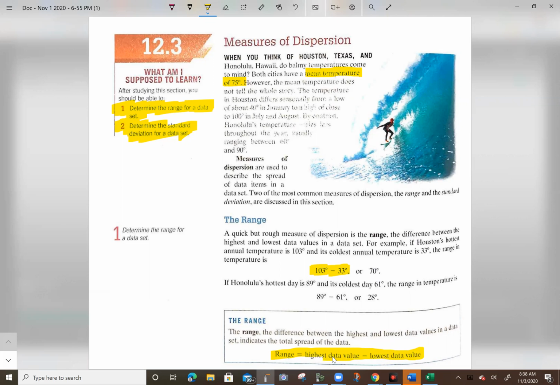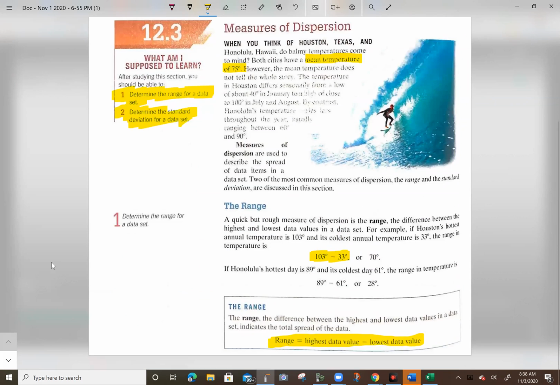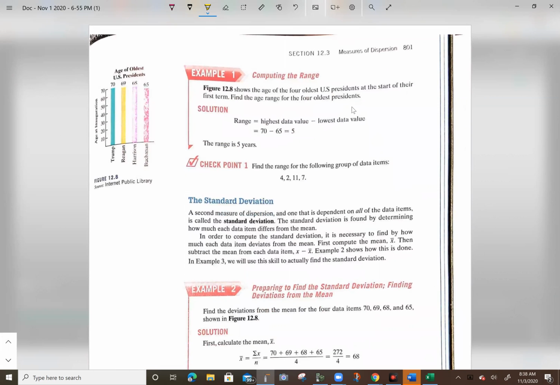Okay, you probably don't need it, but in case you forget, this is on page 800. All right, and so for the example, figure 12.8, the age of the oldest US presidents at the start of their first term, find the age range for the oldest presidents.